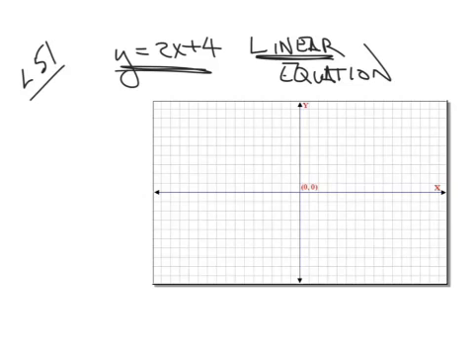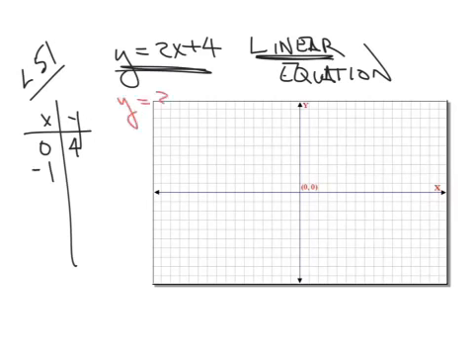Alright, so there's my graph, and remember I had my little xy table in the last lesson. And let's say we put a 0 in here for x. If we put a 0 in here, what do we get for a y value? 0 times 2 is 0, plus 4 is 4. So when x is 0, y is 4. When x is negative 1, what do we get? y equals 2 times negative 1 plus 4. So y equals negative 2 plus 4, y equals 2. So when x is negative 1, y equals 2.